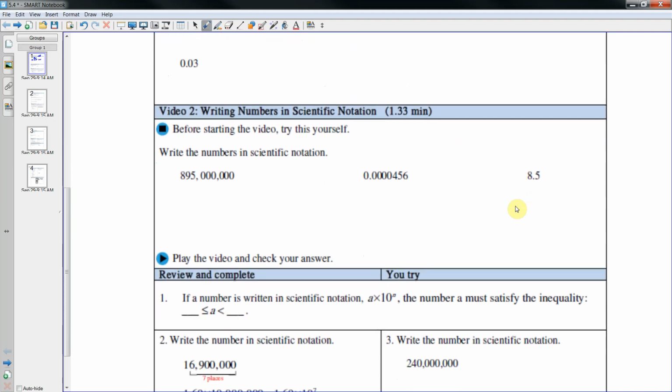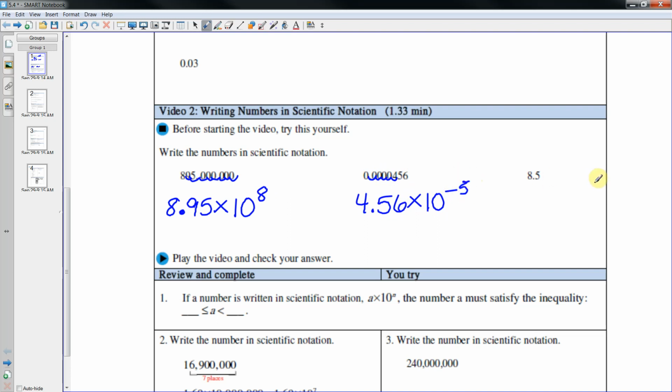So let's go down to some of these longer numbers. Here we've got 895 million. Let's count and see how many. 1, 2, 3, 4, 5, 6. I need to go between the 8 and the 9. 7, 8. I want 8 hops. So 8.95 times 10 to the positive 8, because that's a very large number. Okay, the next one, I need to go between the 4 and the 5. 1, 2, 3, 4, 5. Took 5 hops, so 4.56 times 10 to the negative 5.